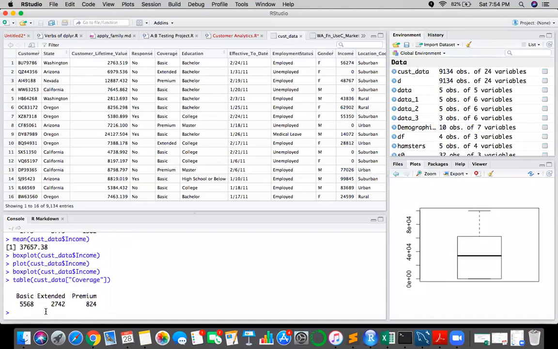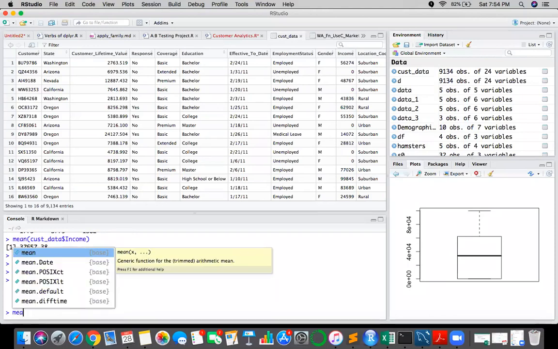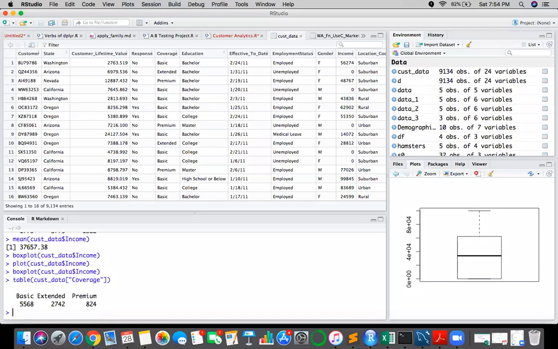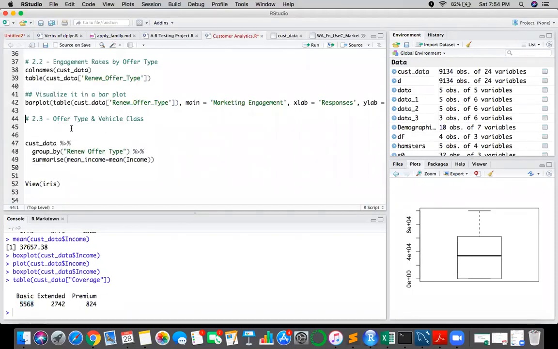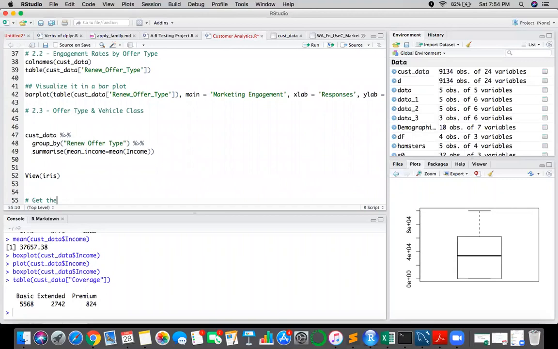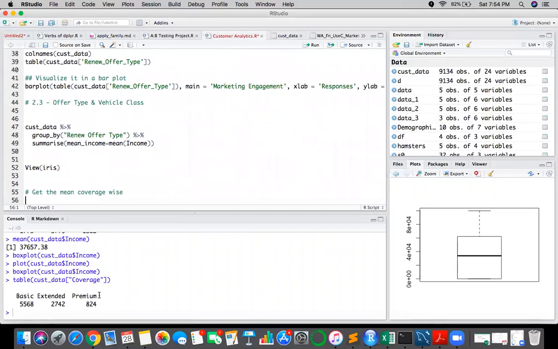So let's take a mean. What we'll have to do is, if you get an accumulated mean, I mean a mean of all the customers, obviously the premium customers will have high income. Basic customers will have low income. So the premium customers will overshadow the basic customers and we will get a wrong mean. So what is advisable? Get the mean coverage wise. Okay, so let's do this. Get the mean coverage wise. So what we'll do is we'll filter out data into premium.